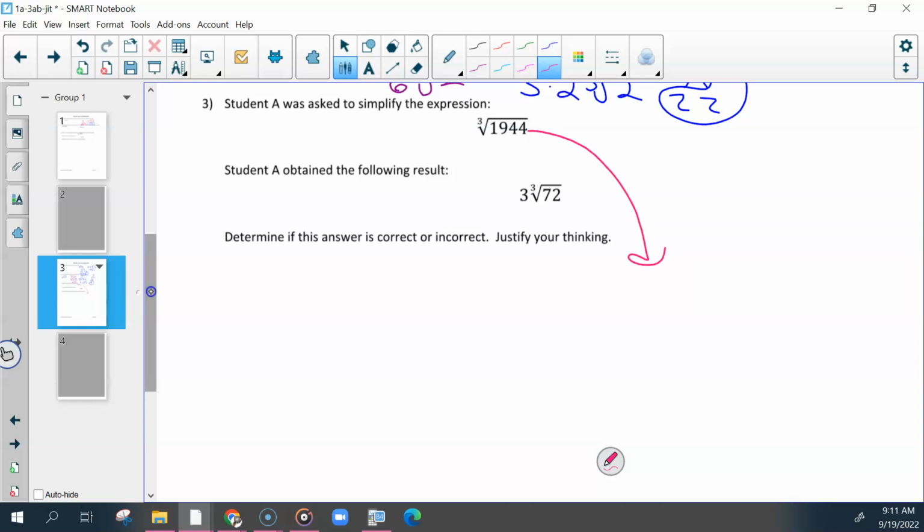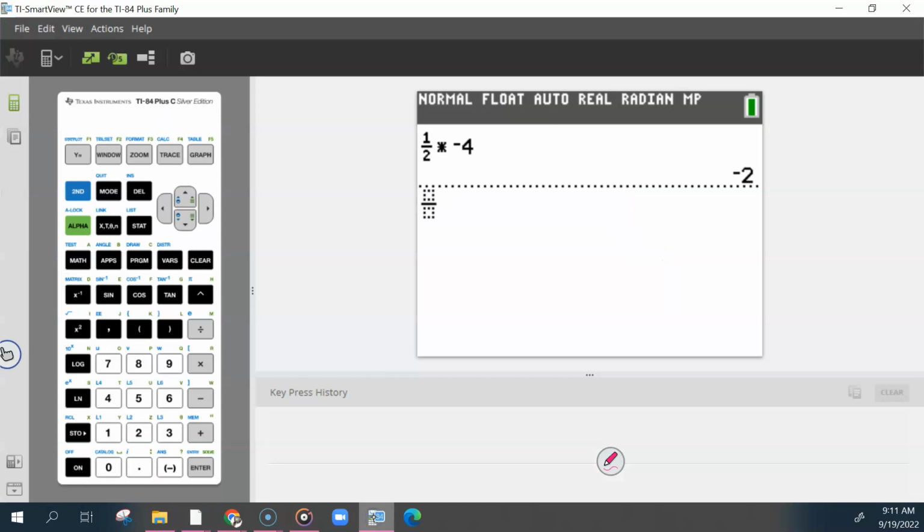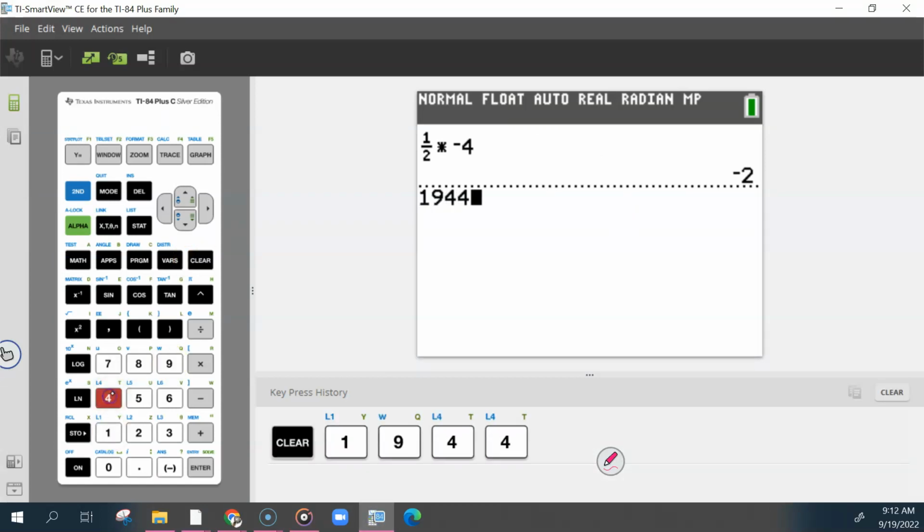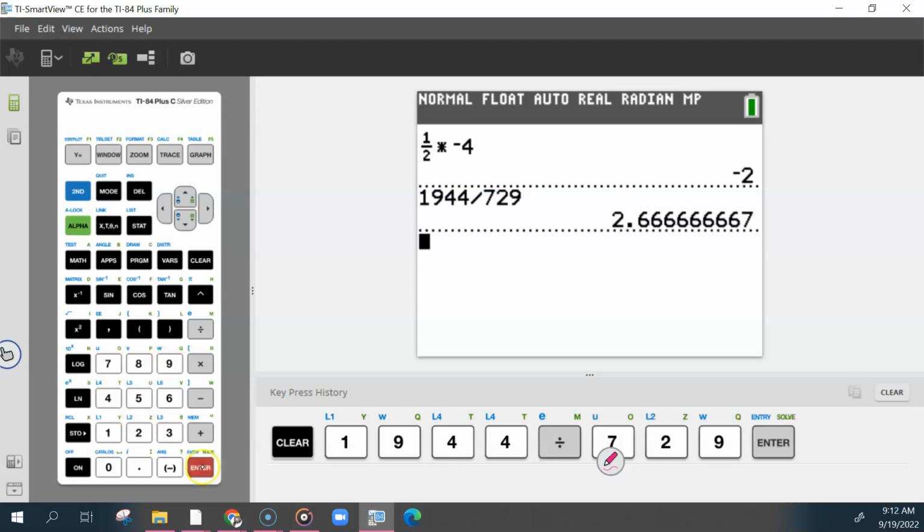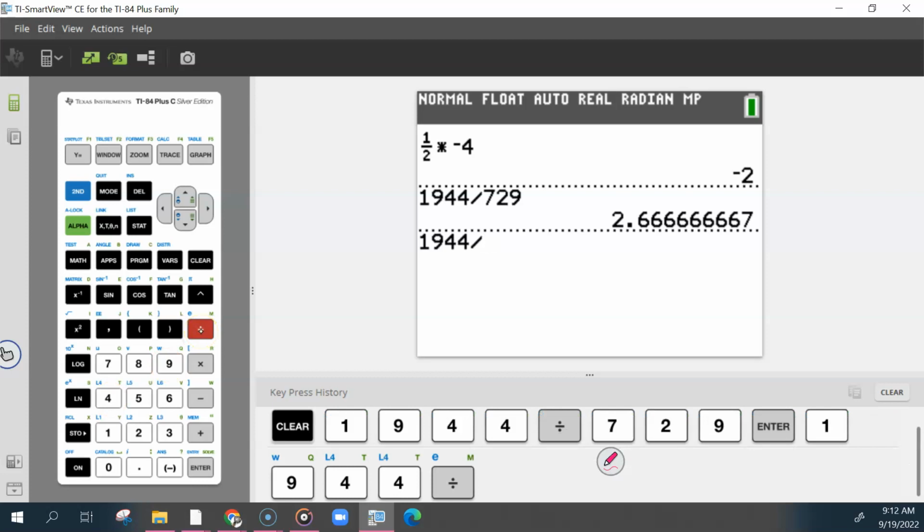If we could break this down, we could try perfect cubes. I'm going to just do it that method for the 1944. Let's see. 729. I don't even remember what all of them are. Whatever 8 cubed is.